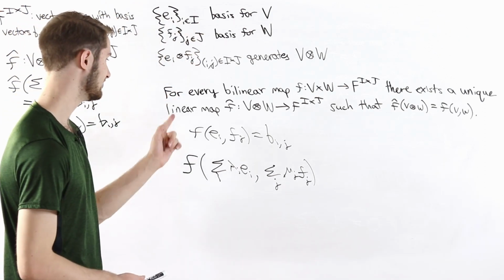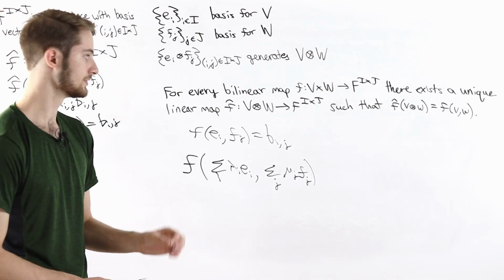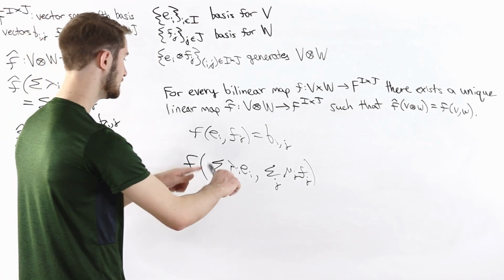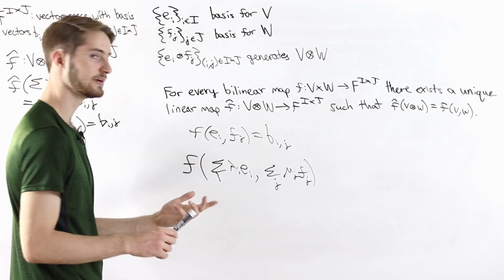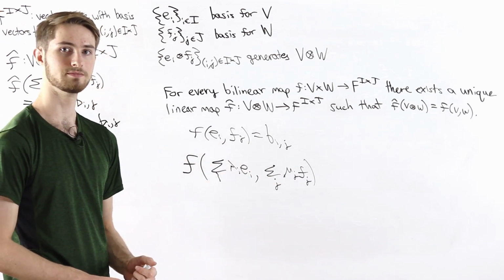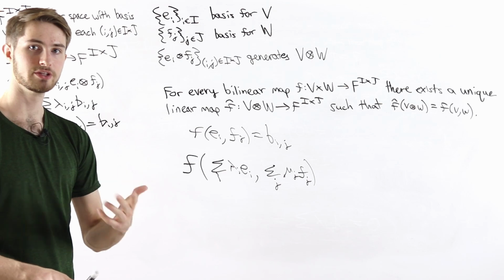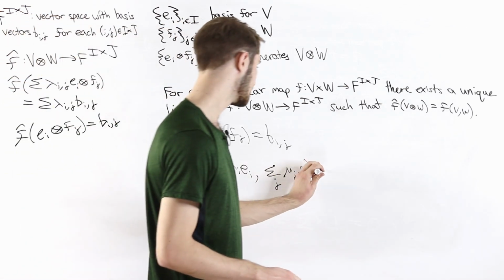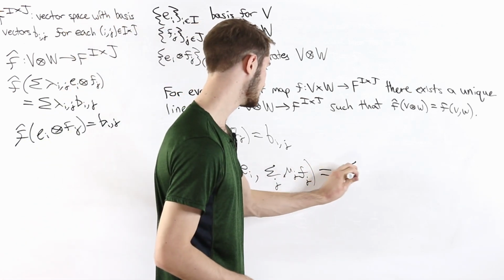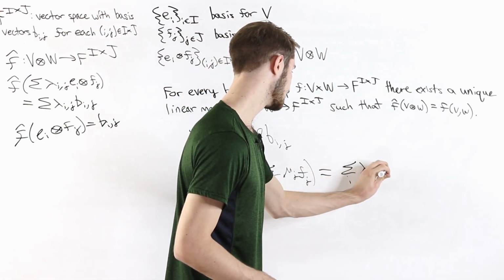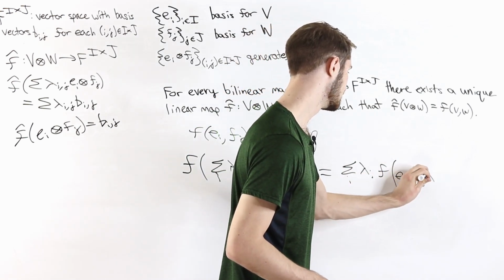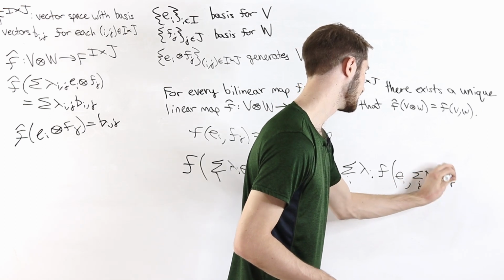Our goal is to have f be a bilinear map. So let's assume that f is bilinear and see if we can use this equation here to figure out what f equals on this arbitrary pair in V, W. Now because f is bilinear, in particular it's linear in the first input. So we can write f of this sum lambda i times ei as the sum over all i of lambda i times f of ei comma sum over j of mu j times fj.